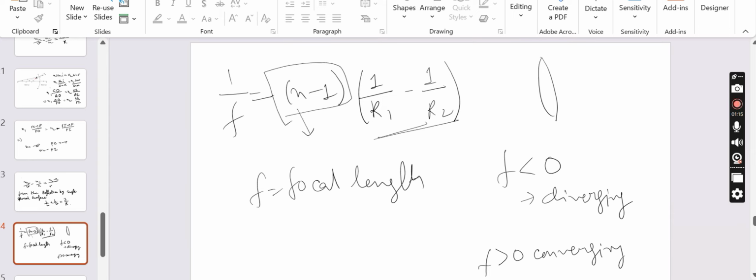Here n is basically n1 by n2, so the medium of the lens is n2, and the surrounding is n1. Then also in the case where n1 is greater than n2, even if the lens is converging, it will act as a diverging lens.